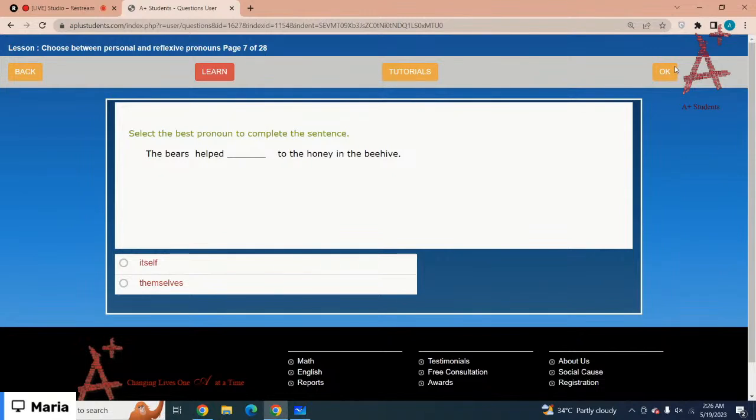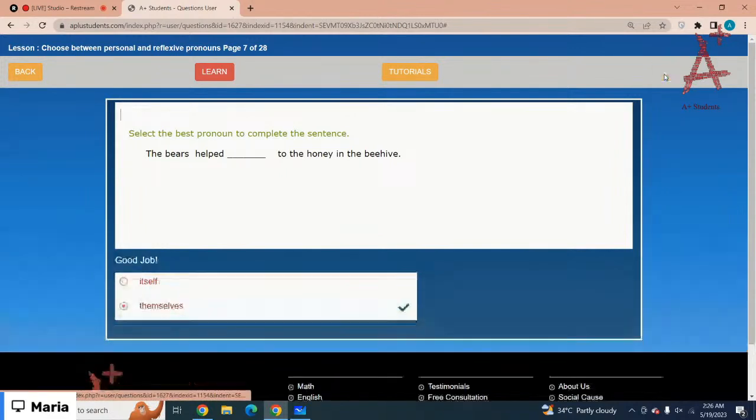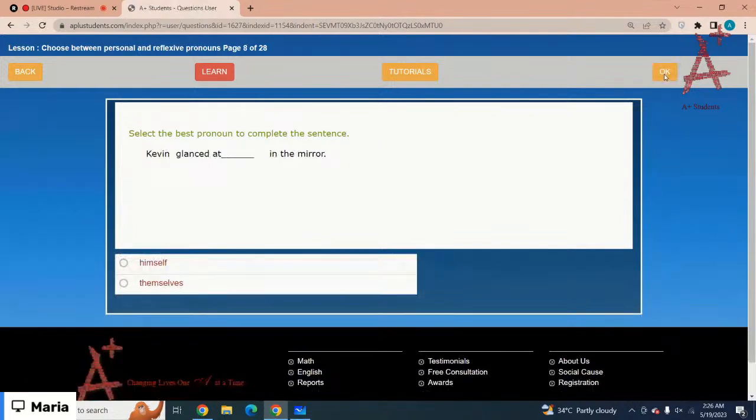The bears helped themselves. I'm not sure. Yes, it would be themselves. I'm also not sure, don't worry.